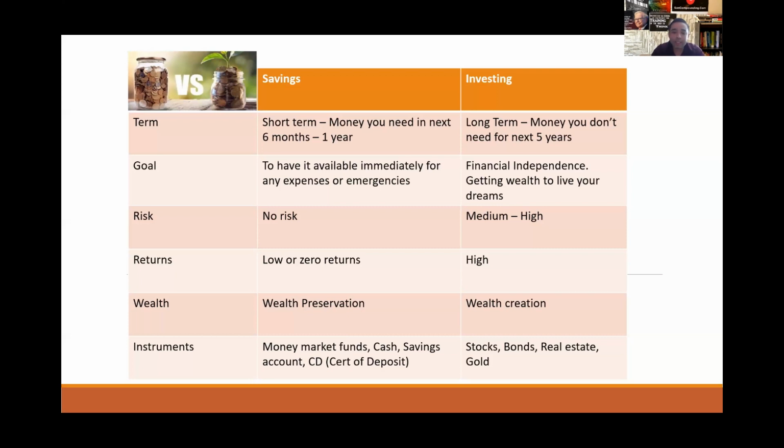And finally, instruments. What are the different types of asset classes that you have? For savings, you have money market funds, which is basically zero return. I mean, you put the money in, you get it back anytime. Then you have cash, which is the liquidity factor.